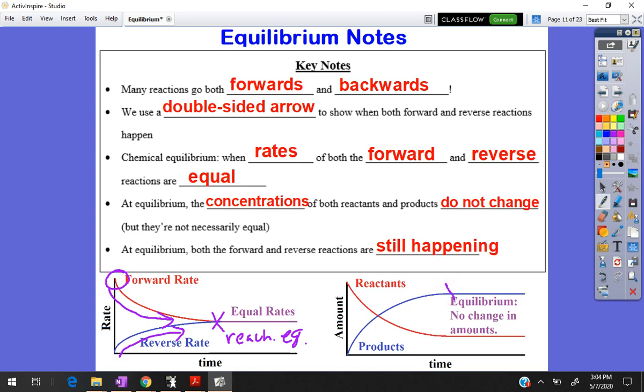At the point where the lines level off and become flat, they plateau, that is when we have reached equilibrium. We see no net change in the amount of reactants or products that we have. It does not necessarily mean they're going to be equal. They can be equal, but it doesn't mean it will be equal. When we're at equilibrium, it's very important to recognize that both the forward and reverse reactions are still happening.